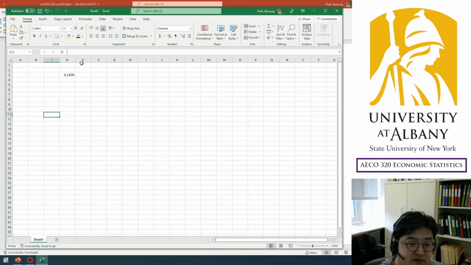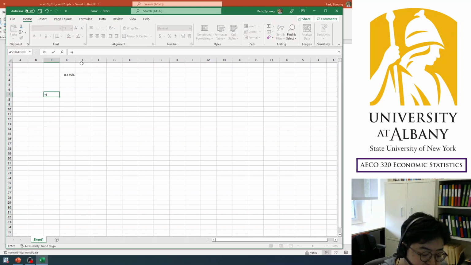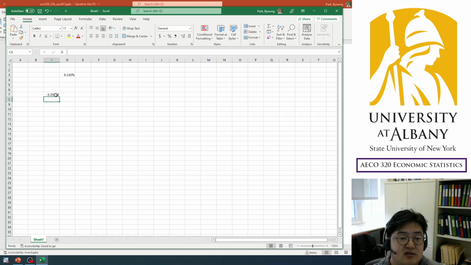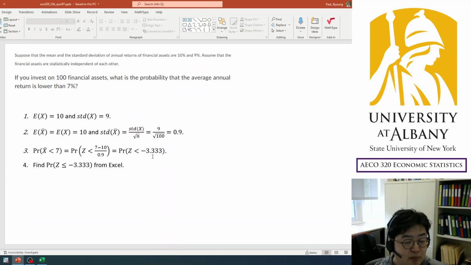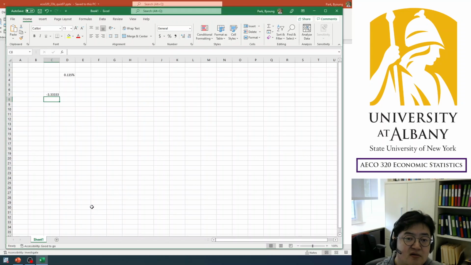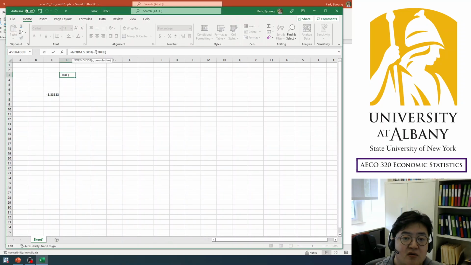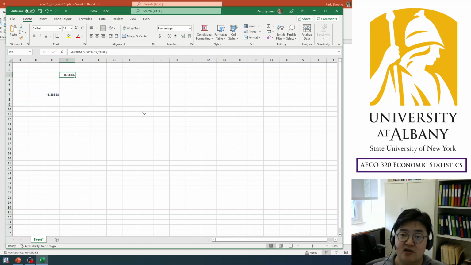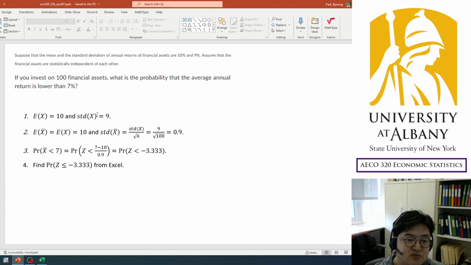Let's see if that is right. So it is 7 minus 10 over 0.9. Right, it is correct. So minus 3.33, and find this from Excel. What I can do is refer to this cell inside the formula, then it returns the probability like this, 0.043%. So it's a really small probability when you diversify your investment.